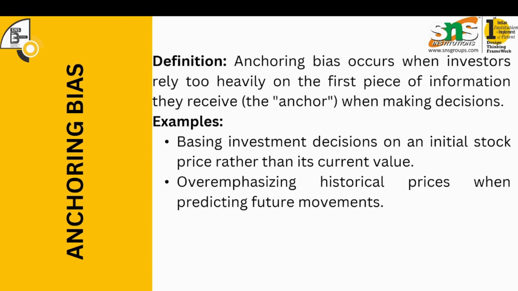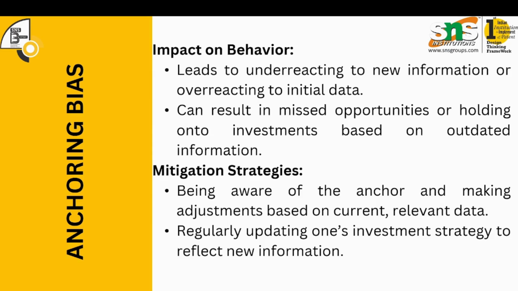Anchoring bias occurs when investors rely too heavily on the first piece of information they receive. That is the anchor. They rely on the first piece and assume that it is the permanent piece of information. For example, basing investment decisions on an initial stock price rather than its current value. Because a stock was launched at a higher price, we still believe that the stock is going to be at a higher price. Overemphasizing historical prices when predicting future movements, like giving a lot of importance to historical data rather than predicting future movements. This would lead to underreacting to new information or overreacting to initial data.